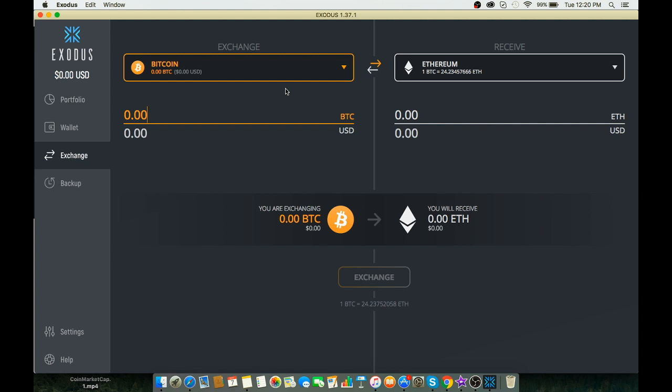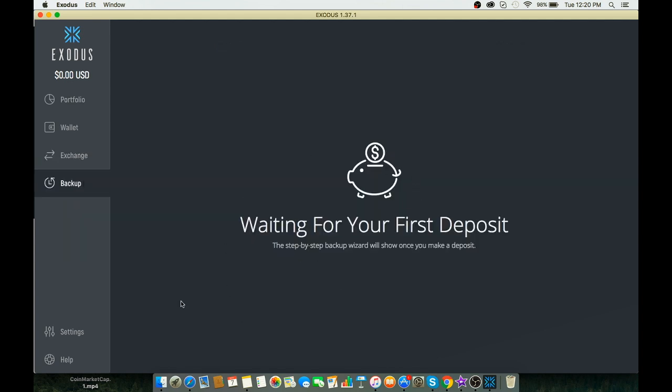As I mentioned before, you can exchange. So if you want to exchange from Bitcoin to Ethereum, it shows you right here, one Bitcoin is worth, in today's prices, 24.2345 Ethereum. You can also back this up as well.